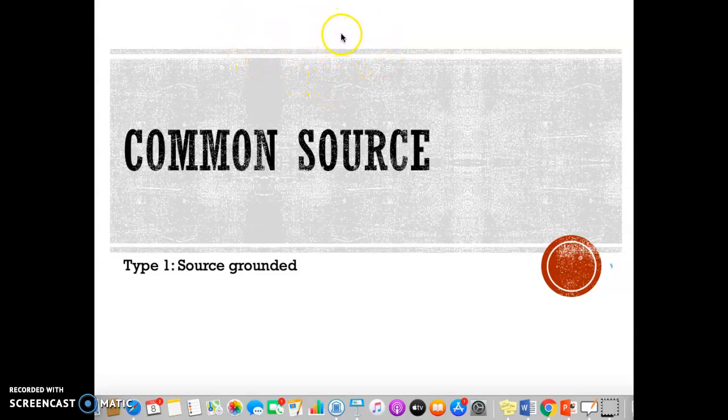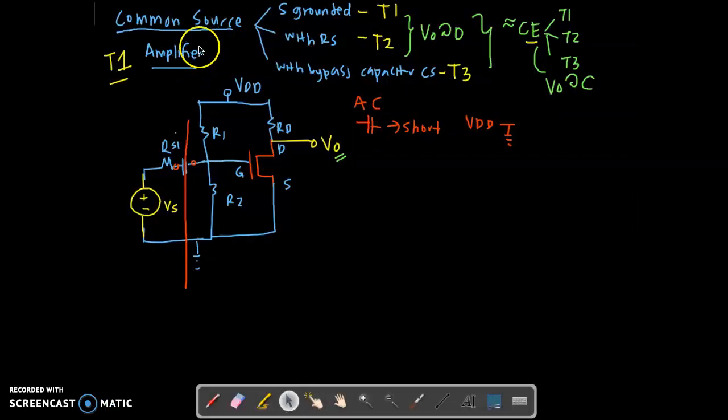So now let's go to the second part of the MOSFET amplifier. Previously you have learned how the hybrid pi model looks for your MOSFET, right? So now let's go to the first MOSFET amplifier that we call common source. Okay, so how are you going to identify this as a common source?